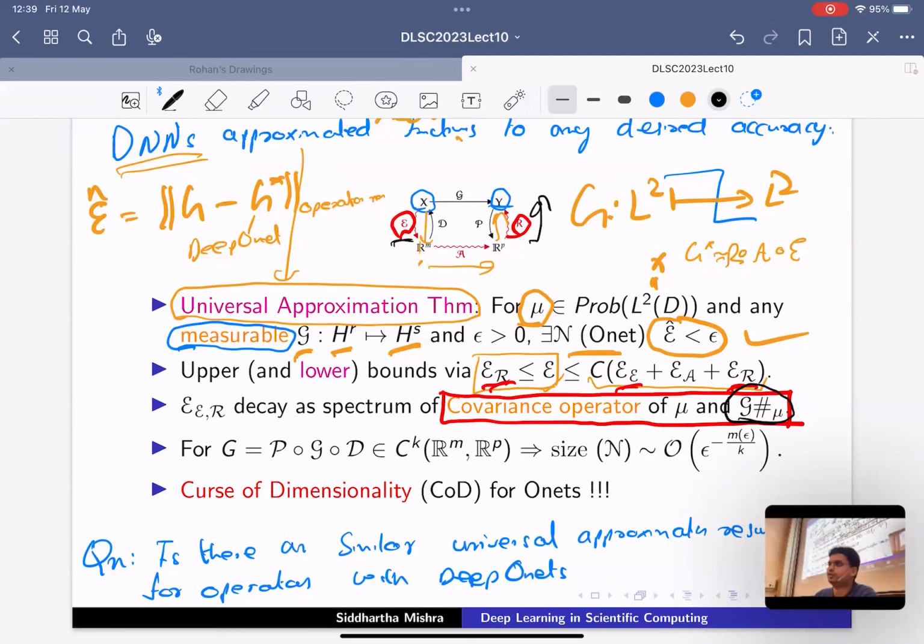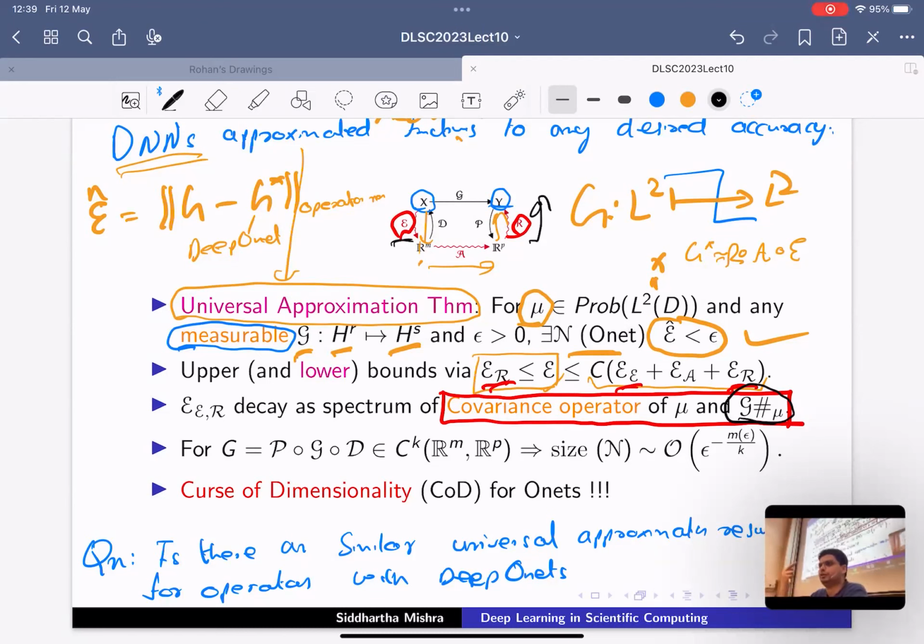And in particular, if your input functions are drawn from a simple measure, like just imagine that all your input functions are going to be zero. There's nothing to be learned, right? So it's sort of intuitive that how you draw these functions also matters. So this is the first point that I wanted to emphasize, that it's not a free lunch. Even though there is universal approximation, it depends on very subtle things.